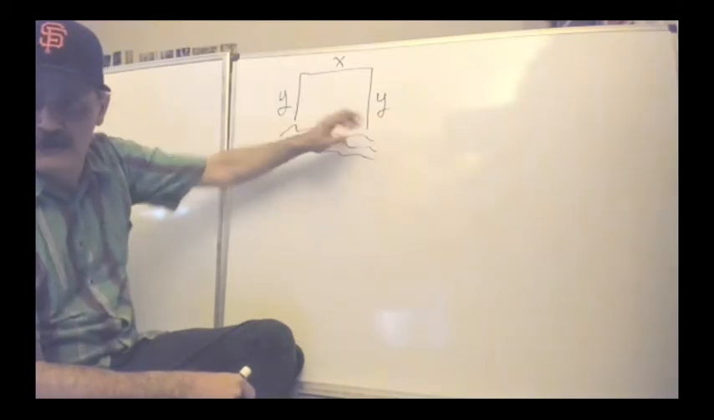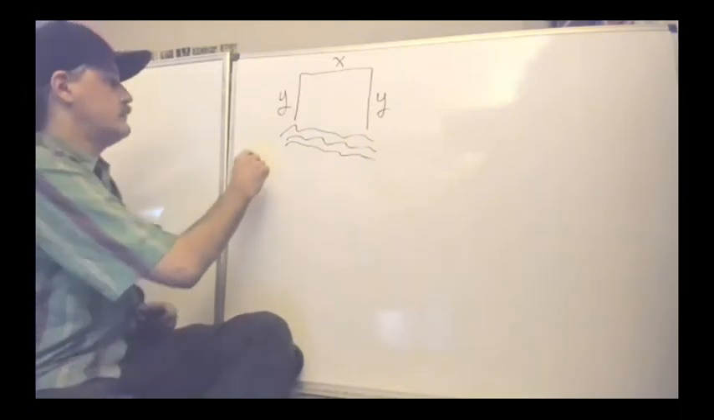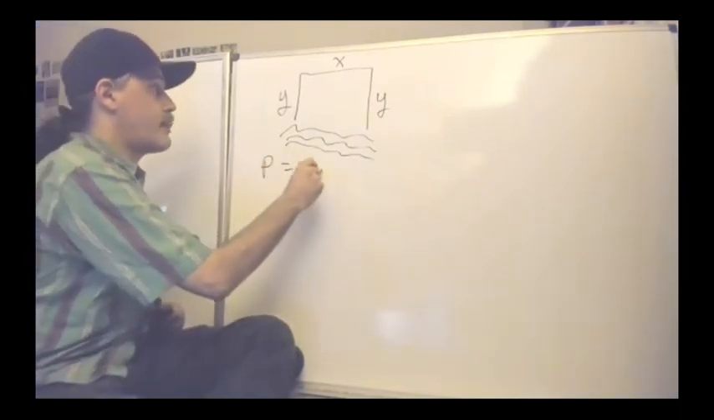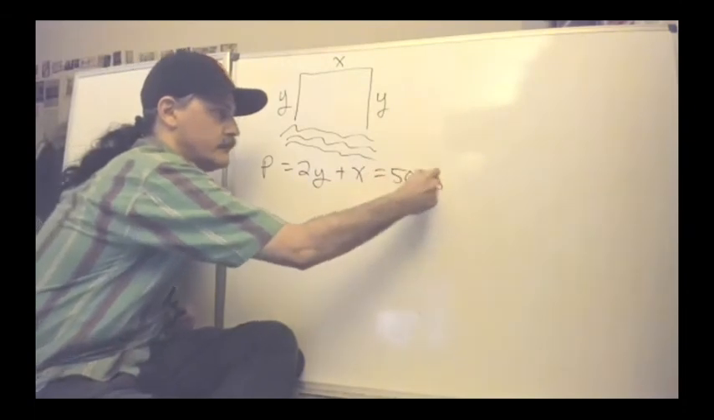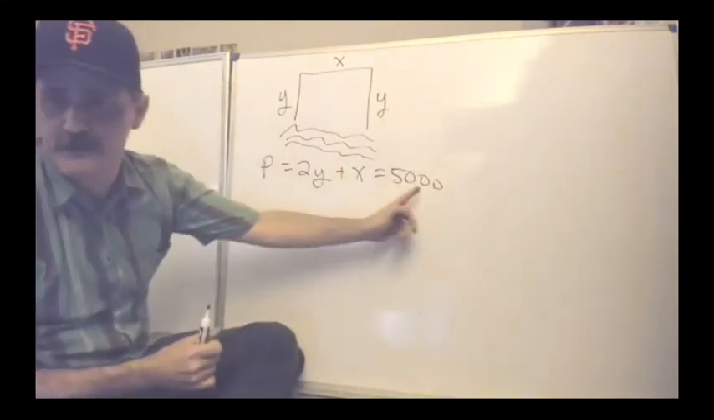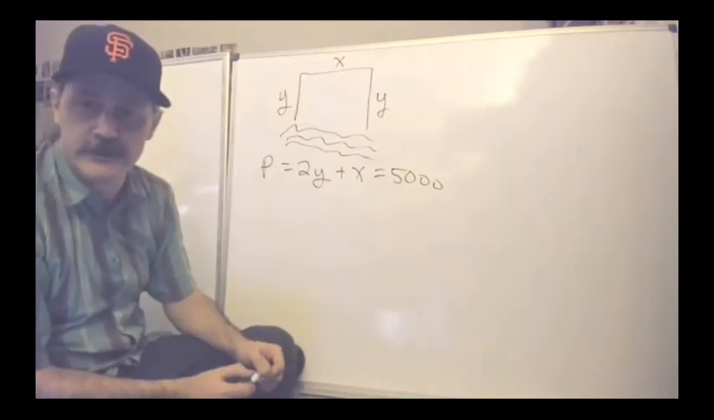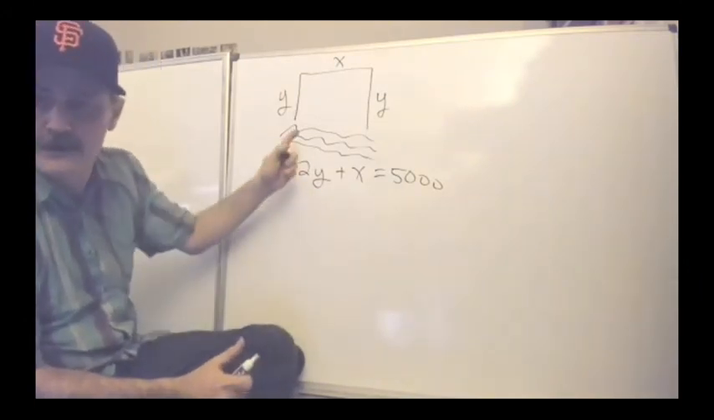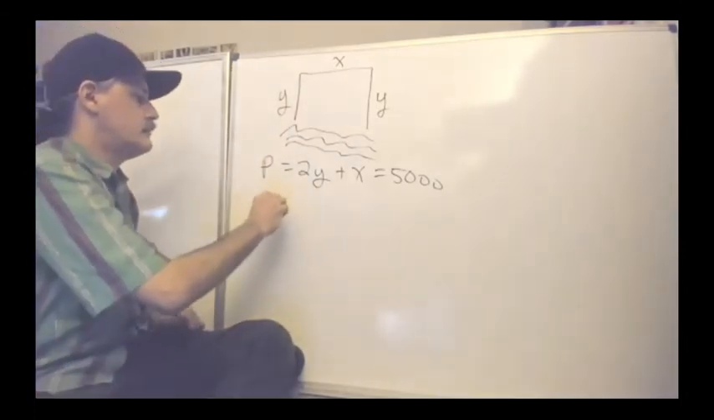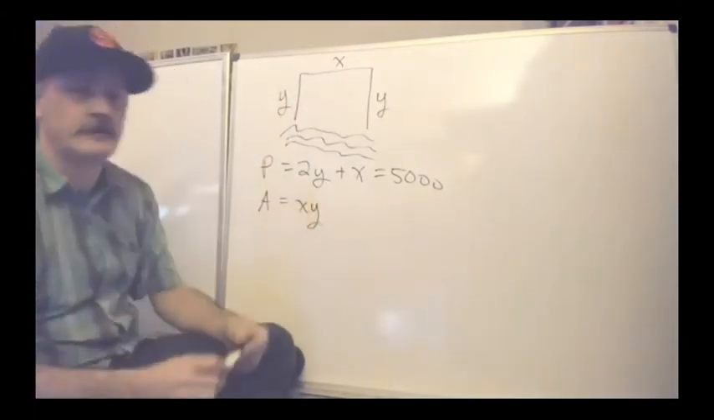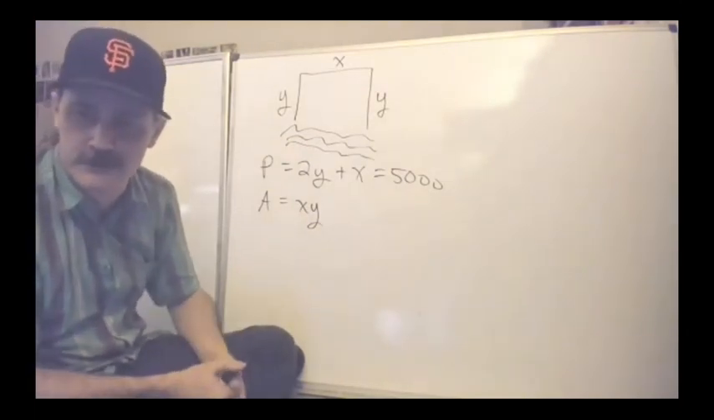All right, and so now we get the perimeter, which would be adding these three sides. And we already know what that is, that's 5,000. So we have our perimeter equation. Now, what do we want to maximize? The area. How do you get the area of a rectangle? x times y. So we have two equations, which means we're going to have a system of equations.